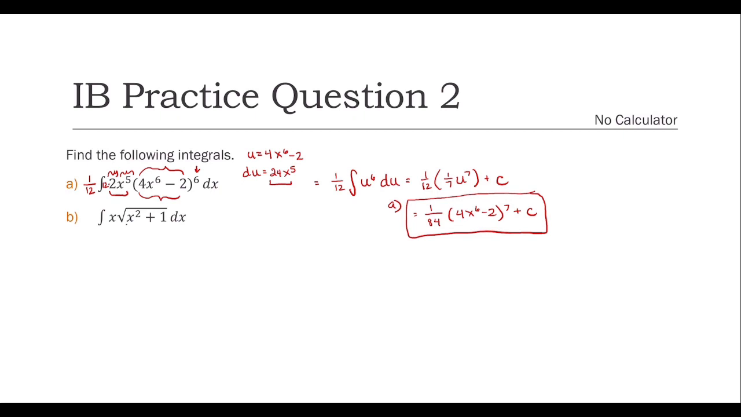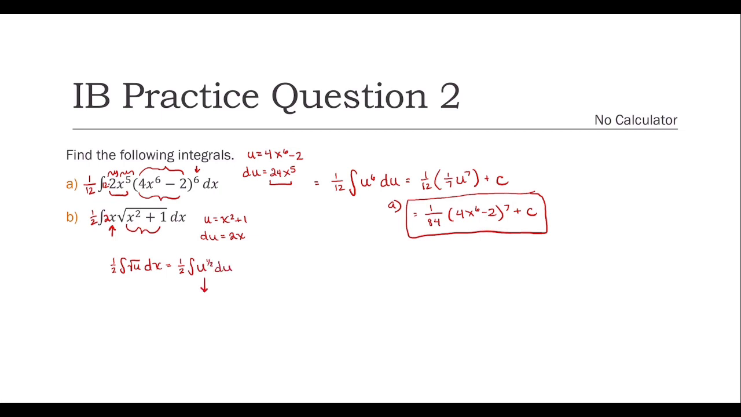So for this one, we can see that the degree here is 1 higher than the degree of this. So we'll use substitution, where u equals x squared plus 1. So du equals 2x. So we need a 2 in here, so we'll put 1/2 on the outside. So we have 1/2 times the integral of the square root of u du, which is equal to 1/2 times the integral of u to the 1/2 du.